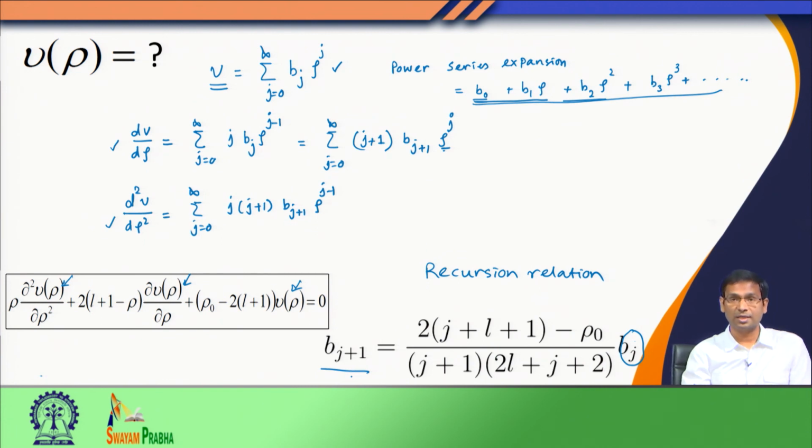In today's class, we have come to a certain point in the discussion of our quantum mechanical solution of the hydrogen atom. We have come to this recursion relation, and we will continue our discussion on this problem in our next class by looking at the solution of this radial wave equation.